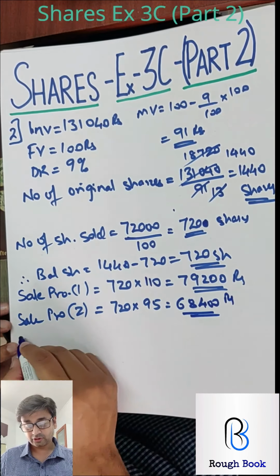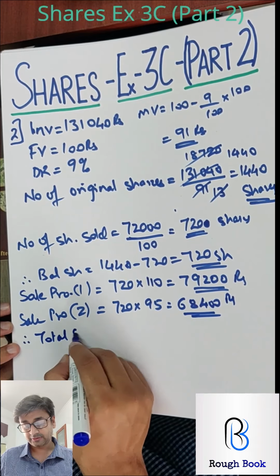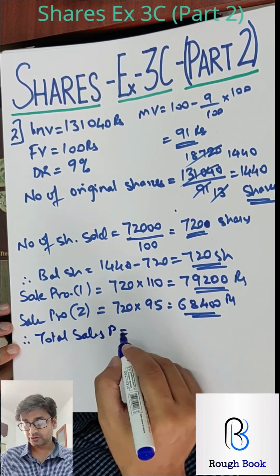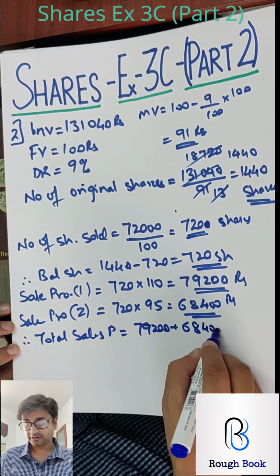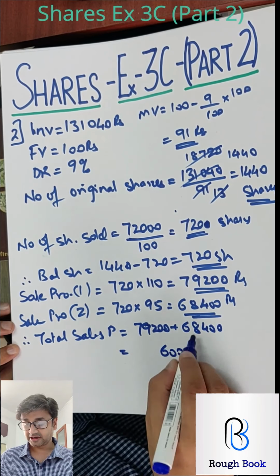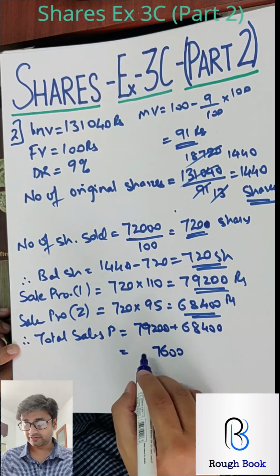Therefore, total sale proceeds is going to be 79,200 plus 68,400. So that should be 1,47,600.